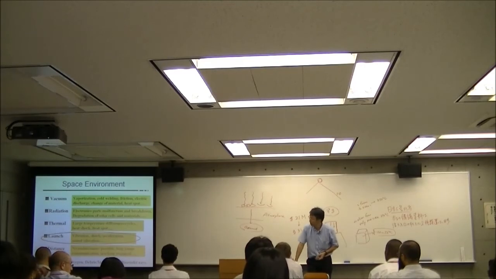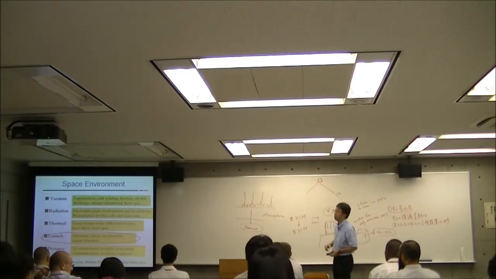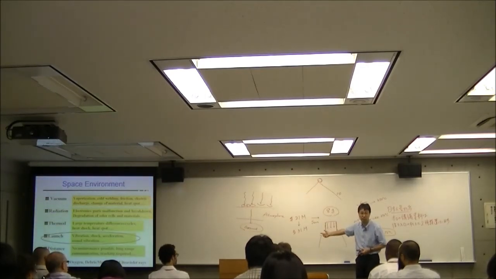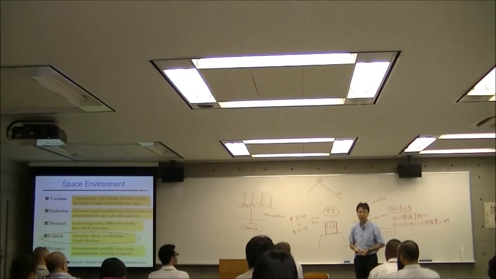For example, if you launch the CanSat with a rocket, okay, the random vibration is more than with the usual H2A or that kind of launcher. So we should think about such a large degree of the vibration mode. And maybe you will launch your CanSat using, say, the Noshiro event rocket, right? Then you should think about the vibration.